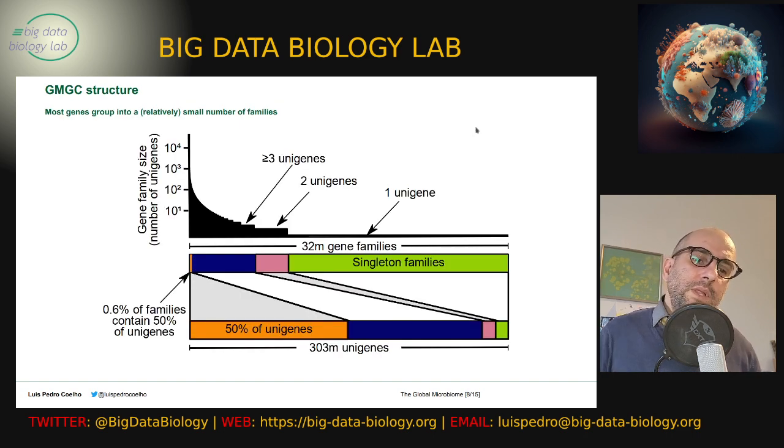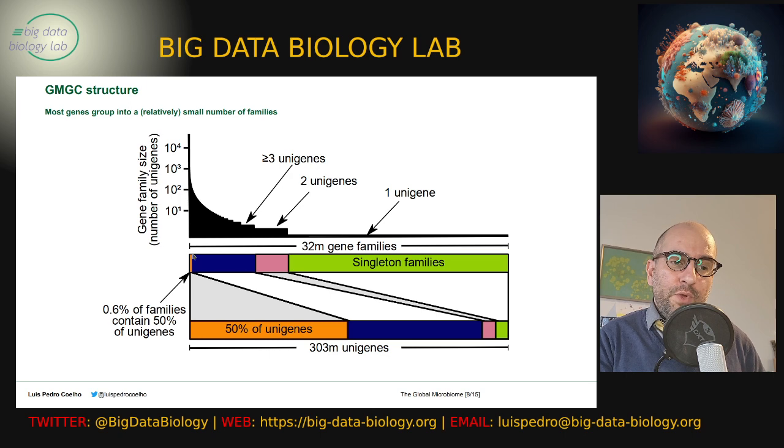So still asking the question, where do these genes come from? And here we also looked at how these families group the genes. You can see this is a log plot. So even in a log plot, it goes down very quickly. And so we have a lot of singleton families, but then it goes up so that the very largest families are really much, much larger.